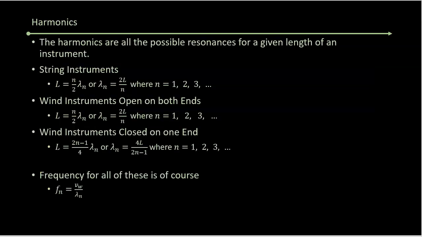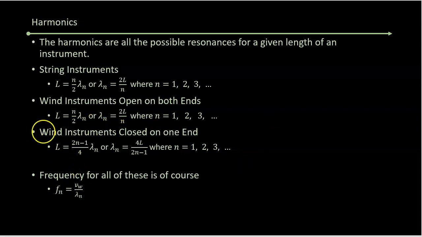So if we look at these string instruments and wind instruments open on both ends, in terms of the resonant length, the lambda n, the wavelength that you're at, goes as 2L over N. And so it goes basically as 1 over N. So we've got 1, 1/2, 1/3, 1/4, 1/5.